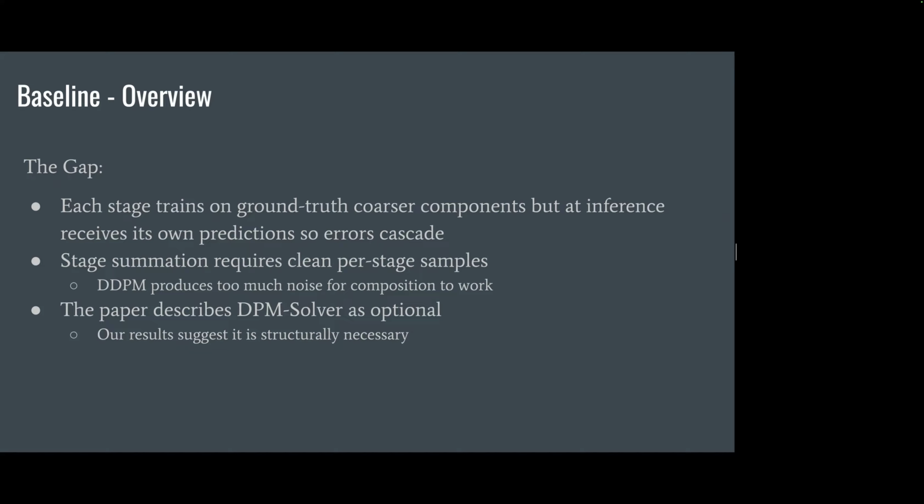So for our baseline, the gap that we had was that each stage trains on ground truth coarser components, but at inference receives its own predictions, so errors will cascade. And our stage summation required clean per-stage samples. DDPM produces too much noise for this composition to work. The paper describes DPM-Solver as optional, but our results suggest that it is structurally necessary for any results to be useful or competitive in any way.